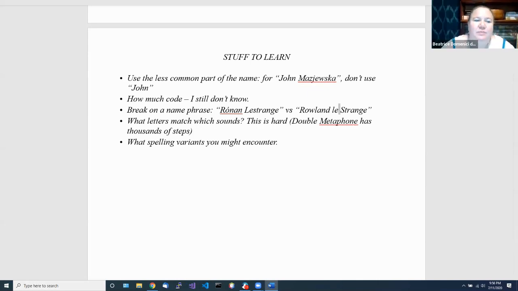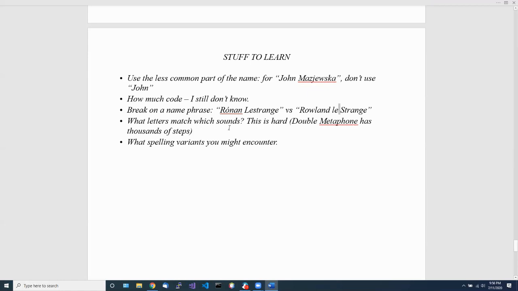Like if you have 3 syllables and one of them? Okay. Wait, if you have a different number of syllables, it's not a conflict. No, if they're both 3 syllables, but in one of them, 2 syllables are in the first name phrase and 1 in the second, and the other one has 1 syllable in the first name phrase and 2 in the second? As long as the name, we break things down by name phrases.